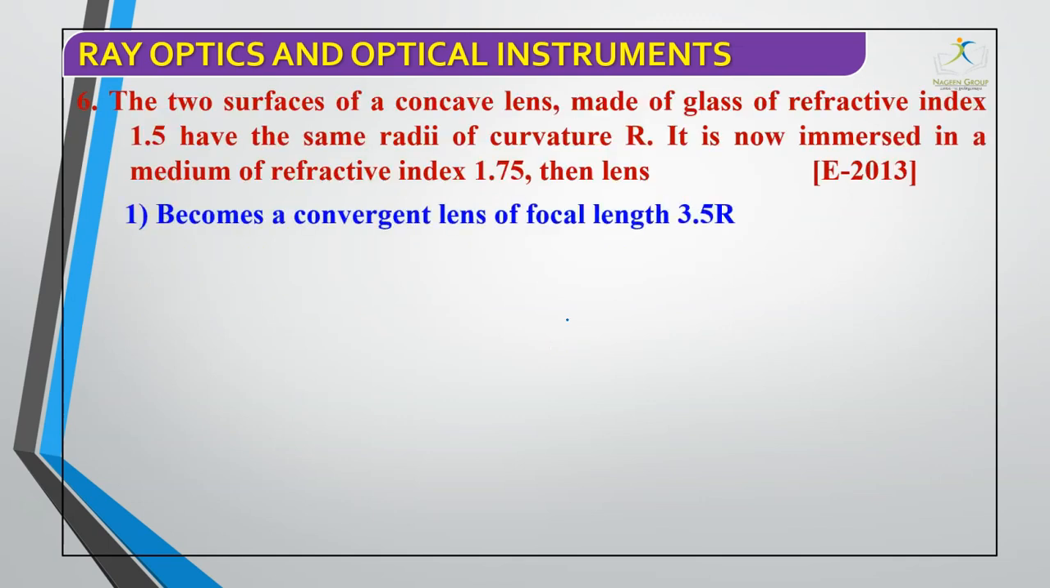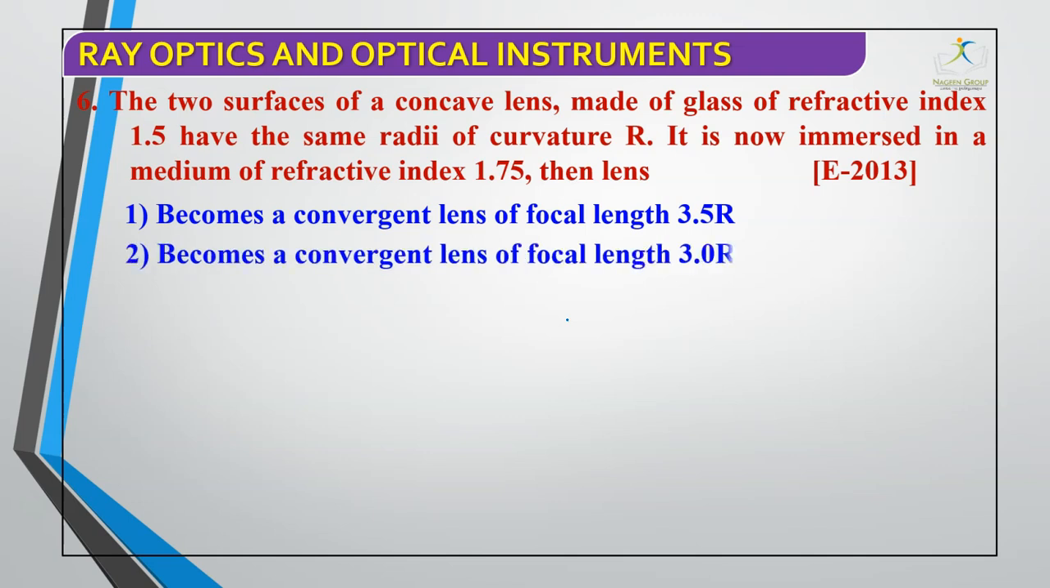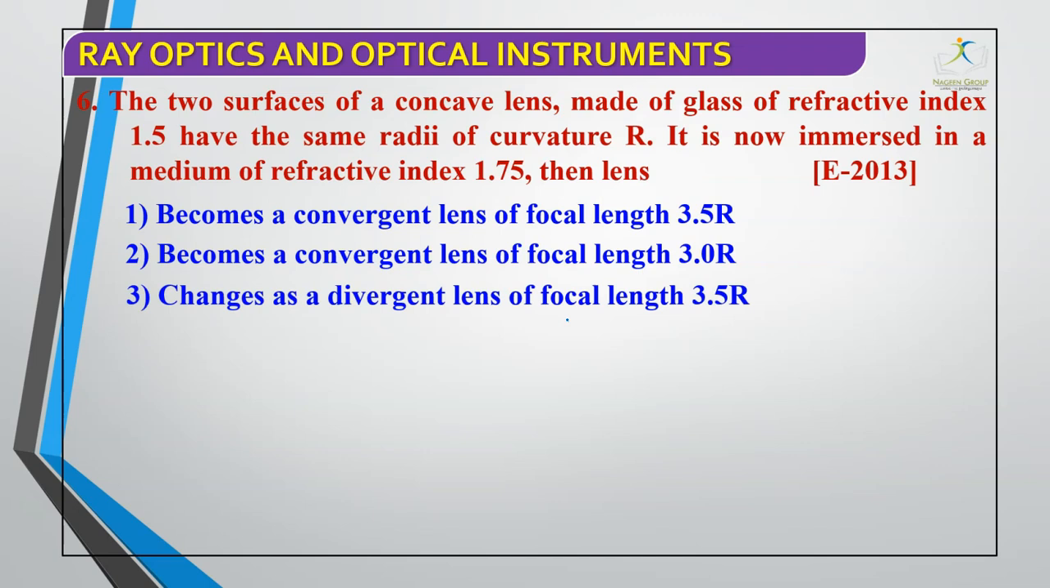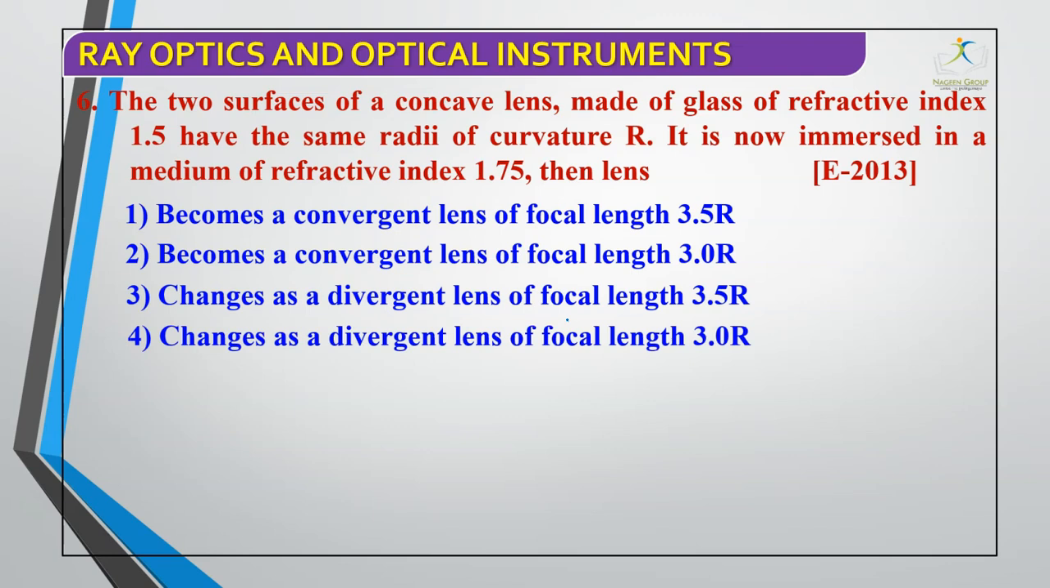The two surfaces of a concave lens made of glass of refractive index 1.5 have the same radii of curvature r. It is now immersed in a medium of refractive index 1.75. Then the lens: options are becomes a convergent lens of focal length 3.5 r, becomes a convergent lens of focal length 3 r, changes to a divergent lens of focal length 3.5 r, changes to a divergent lens of focal length 3 r. Let us move with the solution part.